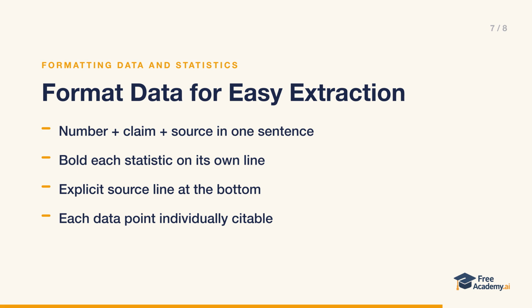For multiple data points, group them under a descriptive heading like "CRM Adoption Statistics 2024," bold each number, give each point its own line, and add an explicit source line at the bottom, such as "Gartner CRM Implementation Report 2024." So you might list the 67% failure rate, a 29% average sales increase after successful implementation, 47 hours saved per month per sales rep, and an $8.71 return for every dollar spent. This works because statistics are clearly identified, sources are explicit, and each data point is individually citable.